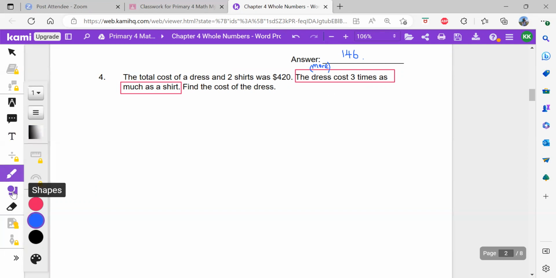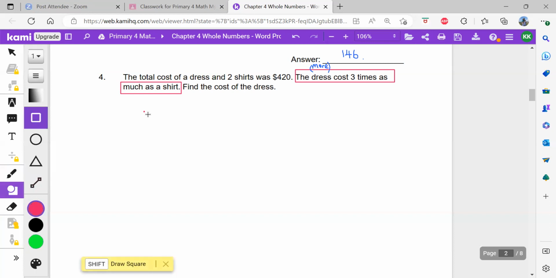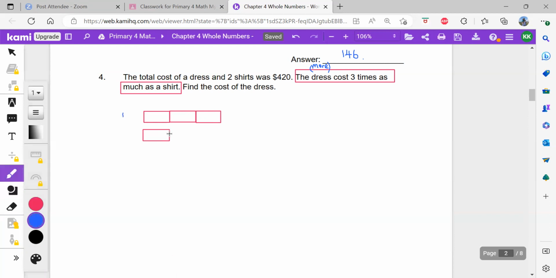So how do I draw that? If the dress costs 3 times more, I'm going to draw 3 boxes for the dress, 3 units for the dress: 1 unit, 2 units, 3 units, and then I have a shirt that is only 1 unit. There you go. So this is 1 dress and 1 shirt. So 1 shirt will cost 1 unit, and a dress will cost 3 units, which is 3 times that of a shirt, right? And now I'm ready to go to the first sentence.